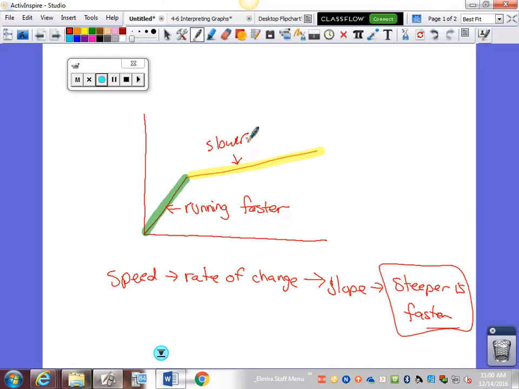So I want you to realize that we are not focused on the length of the line. We are focused on how steep it is. All right? So going back to our notes.